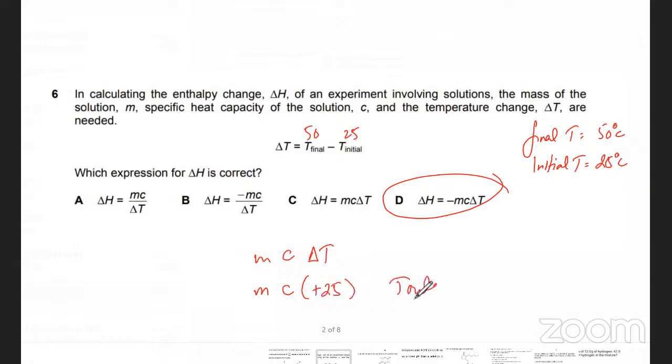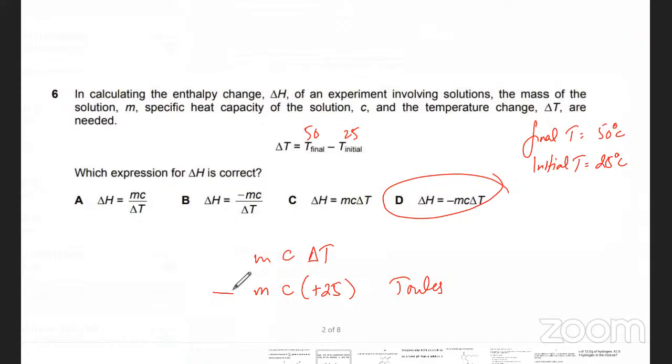Joules, right? Is this an exothermic reaction or an endothermic reaction? This one. Exo, because the temperature is rising, right? You started off at 25 and now you're at 50. So it's an exothermic reaction. So that means there must be a negative sign over here because it's an exothermic reaction.